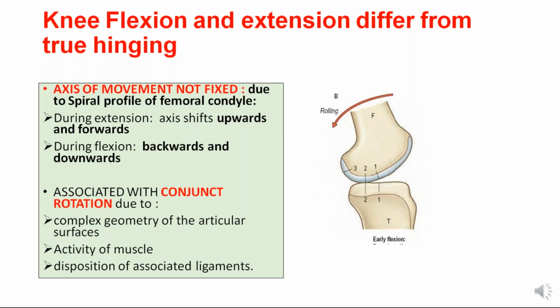Also, flexion and extension are not pure movements. They are associated with conjunct rotation. So along with flexion, and along with extension, there will be some rotatory movements taking place, which is unlike a hinging movement. Why are there conjunct rotations along with flexion and extension in the knee joint? Because of its complexity. The knee joint is very complex. Its articular surfaces are complex, the muscles surrounding it are acting and pulling on it, and so are the ligaments surrounding it. All of these contribute to the conjunct rotations at the knee joint.